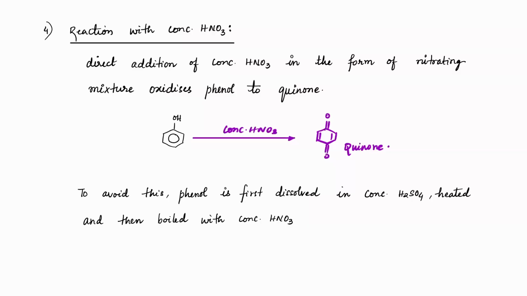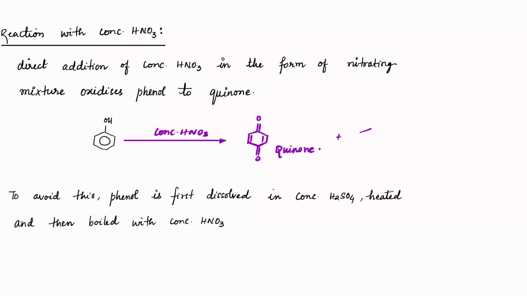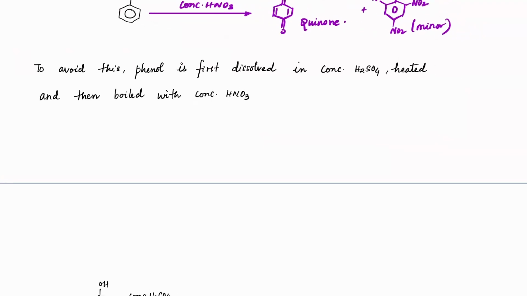Got it? But does this mean it is the only product? No. You can still get some minor product in the form of picric acid. So we'll get this as NO2, NO2, and NO2. And this will be the minor product. Now, to avoid this, phenol is first dissolved in concentrated H2SO4, heated, and then boiled off with concentrated H2SO4. This is what NCERT also has used, and this is the suggestion from NCERT also. Please use the same procedure, everybody, with concentrated H2SO4.